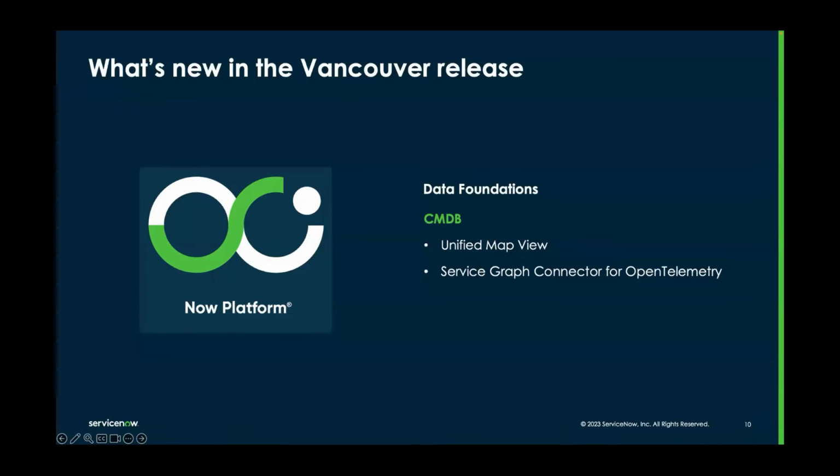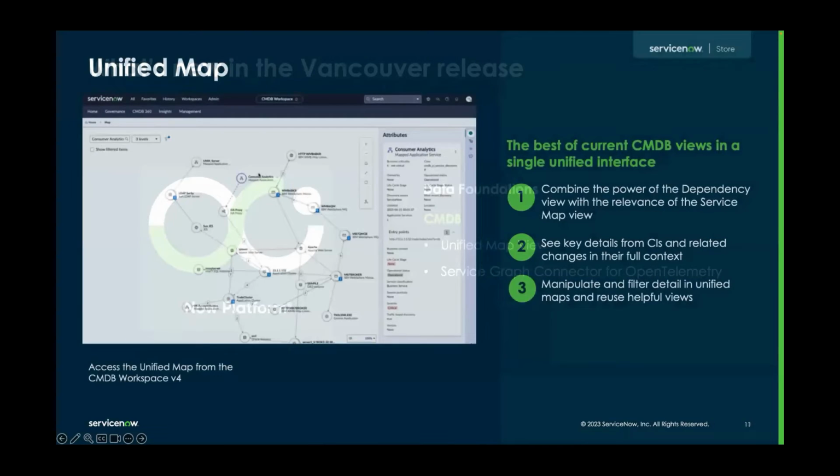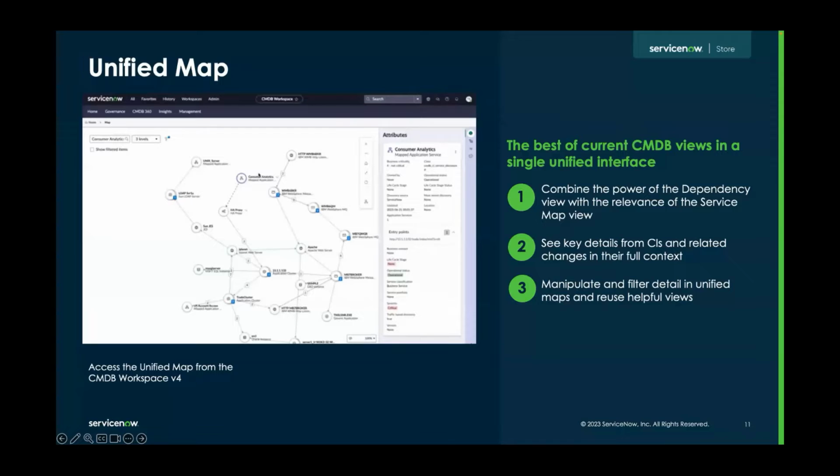And there are two big features. We're going to focus mainly on that one view to rule them all, the unified map view. And we'll also talk just a little bit at the end about the service graph connector for open telemetry and some of the capabilities and outcomes and technologies that supports. So the unified map is the best of all current CMDB views in a single unified interface.